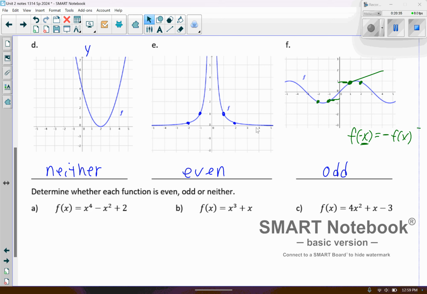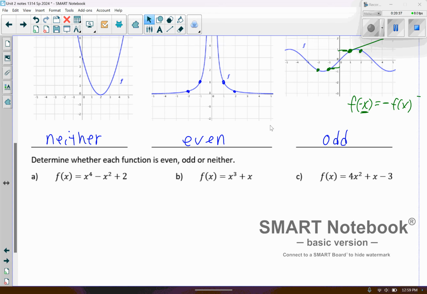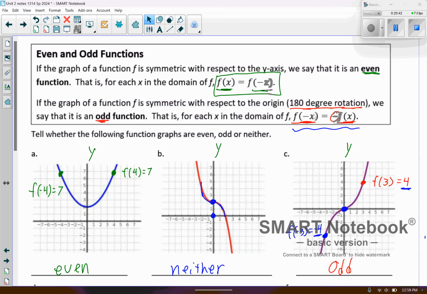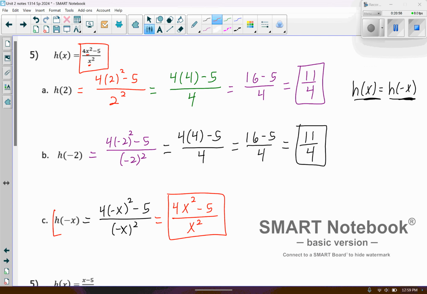And we have to do it algebraically. We're going to have to use those formulas that are up here to determine it. So what we do is we take the function and substitute f of negative x in. If we get the exact same function, that means it's even. That's what we saw over here. When I plugged in h of negative x, I got the exact same function, and that showed me they were even functions.